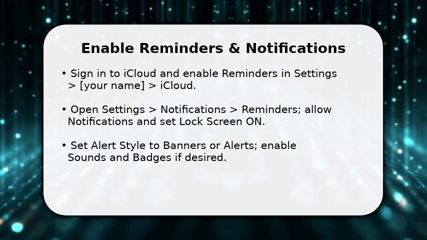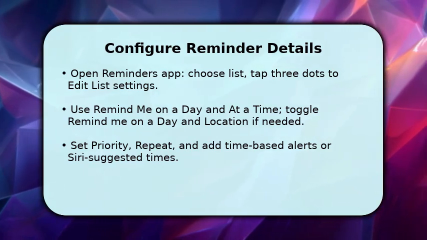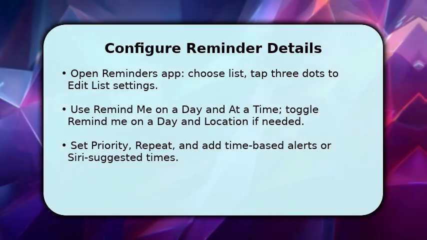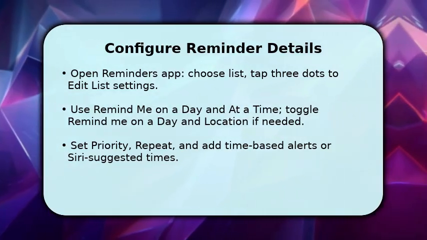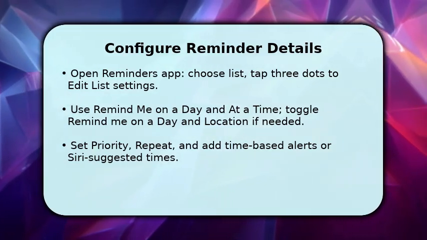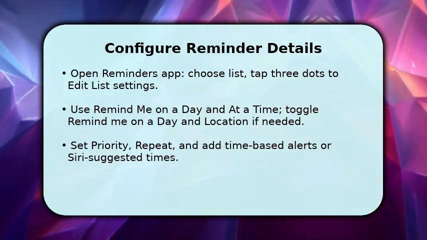Now tailor individual reminders so they will trigger on the lock screen. Open Reminders, select a list, tap the three dots or a reminder and choose Edit. Add a date and time using Remind Me on a day and at a time so iOS schedules a visible alert. If relevant, enable location reminders for lock screen triggers when arriving or leaving.